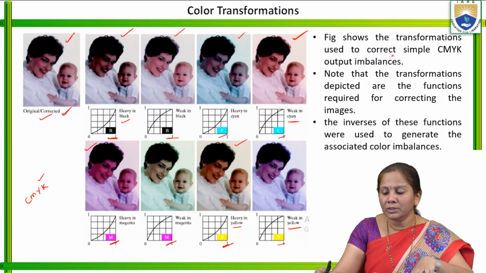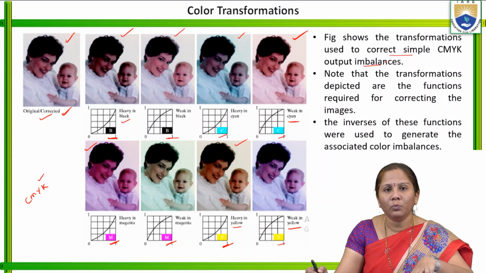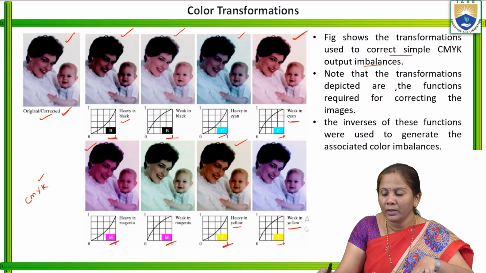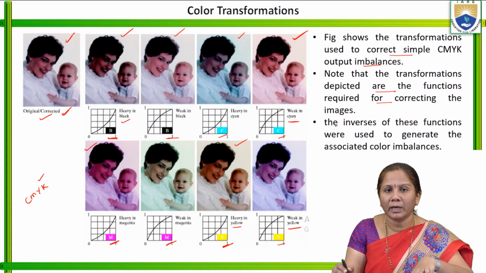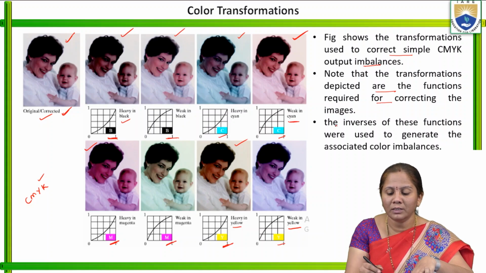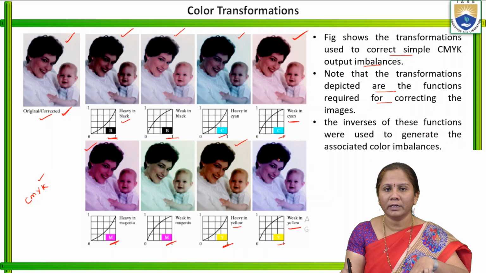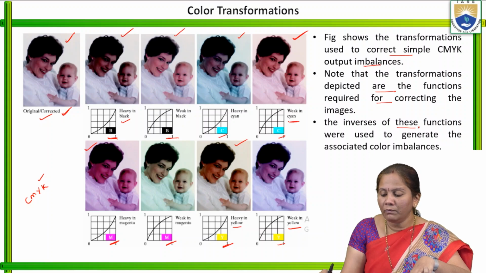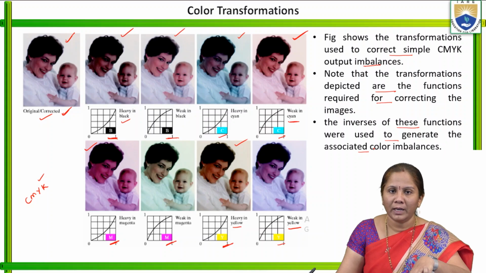So this figure shows the transformation used to correct the simple CMYK output balances. Note the transformations depicted are the functions required for correcting the images. So all these we did in order to correct the images. The inverse of these functions was used to generate the associated color imbalances.